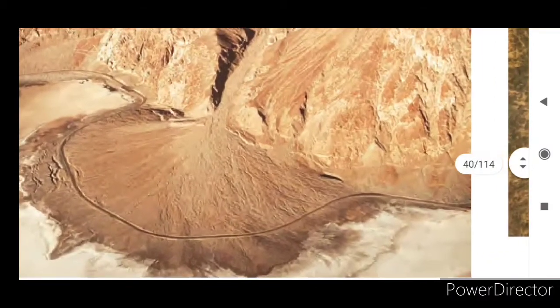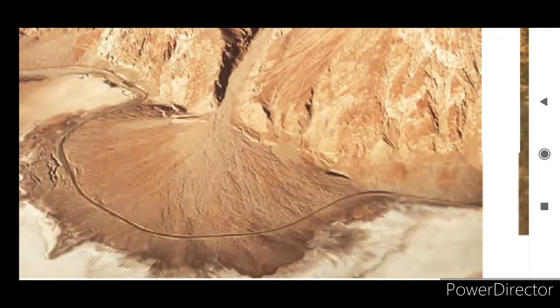Can you see the shape? So that's why it is called alluvial fan, because here alluvial soil which is brought by the river is deposited. So we can find such alluvial fans in semi-arid regions and foothills of the Himalayas, etc.